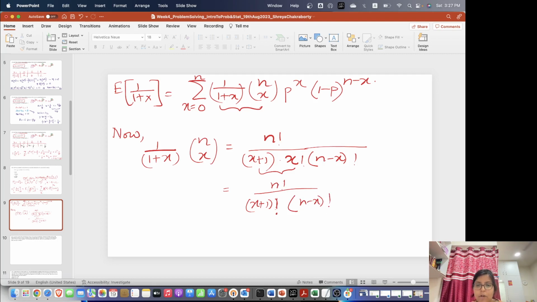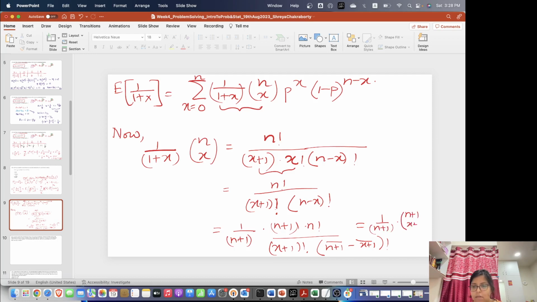Now, if I want to write this with n+1, increasing both, so here I can write it as 1/(n+1) into (n+1) n! / ((x+1)! ((n+1) - (x+1))!). Is this okay? So this thing I can write as 1/(n+1) into (n+1)C(x+1).